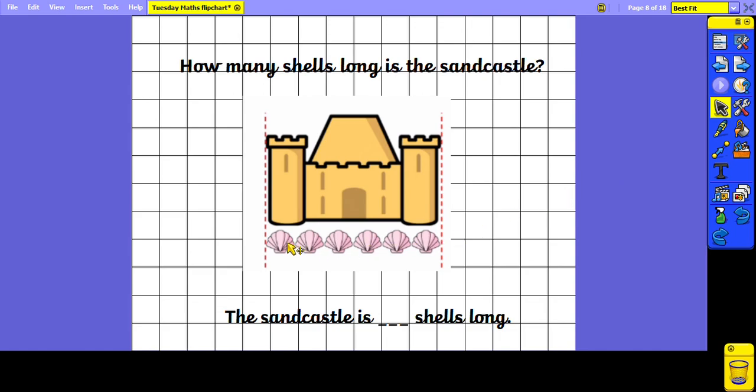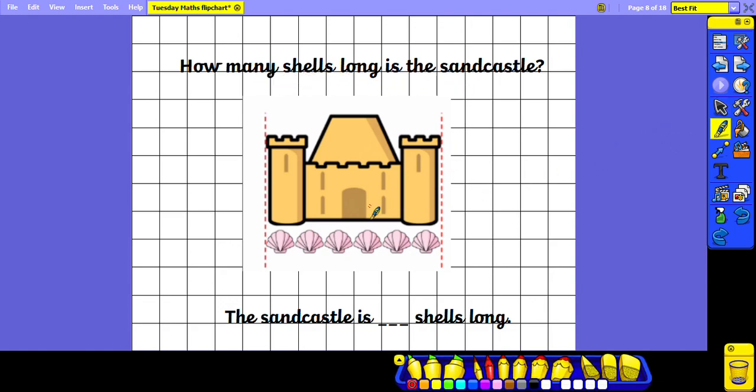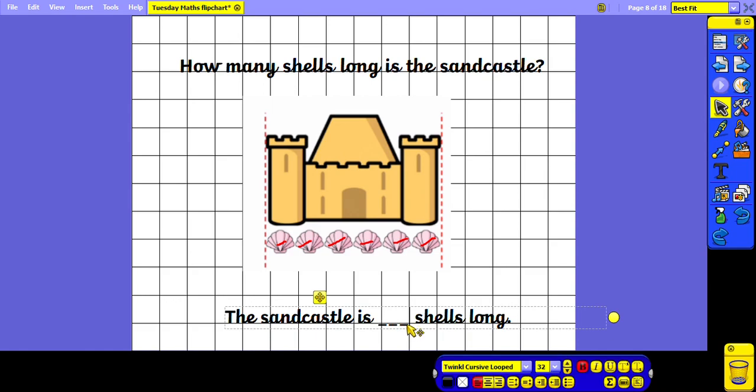And here we are using shells that are all the same size, and we can see that they are lined up properly so there aren't any big gaps in between them. So this one has been done correctly. And the question says, how many shells long is the sandcastle? So let's count the shells up. 1, 2, 3, 4, 5, 6. The sandcastle is 6 shells long.